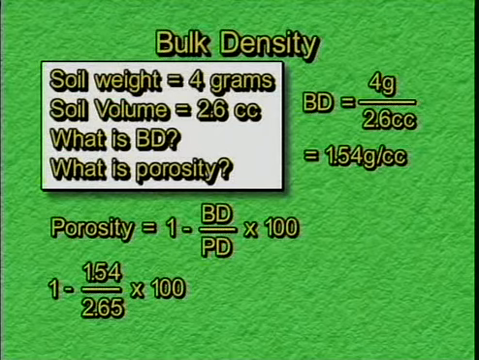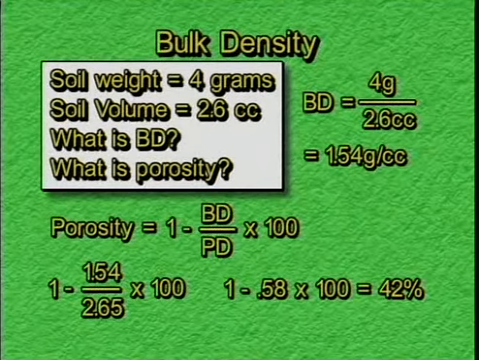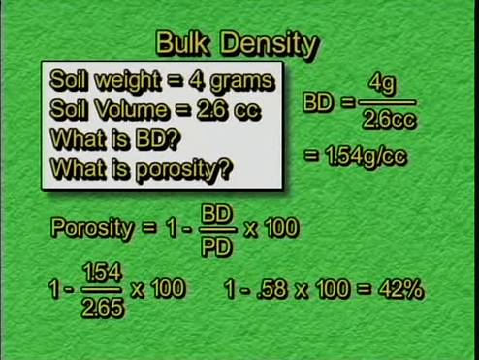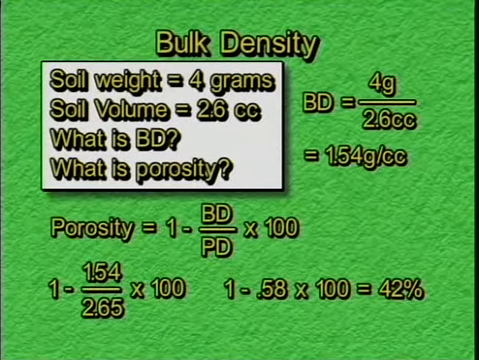And we follow through on our calculation. 1 minus 0.58 times 100 equals 42%. So we're saying that the porosity of this particular soil would be 42%, given a bulk density value of 1.54 grams per cc, which is calculated from a given or known weight of soil occupying a known volume.